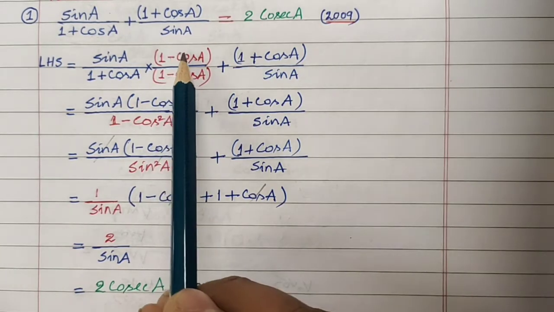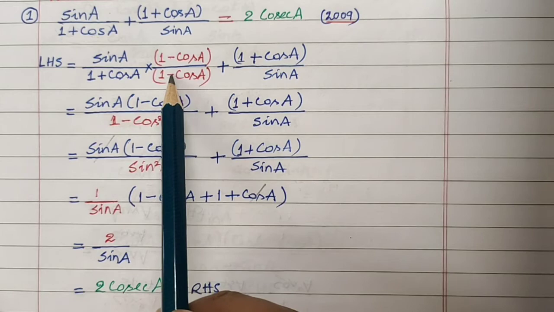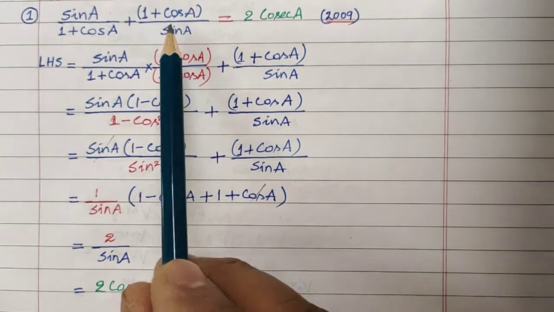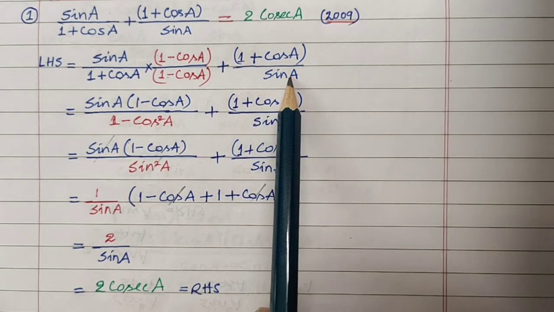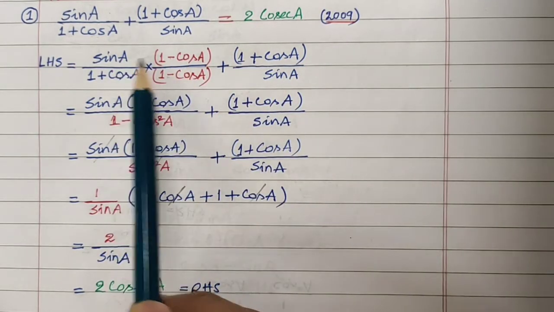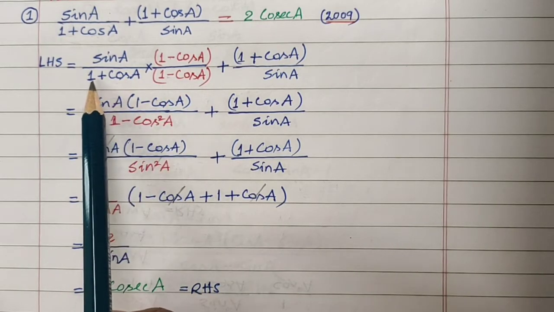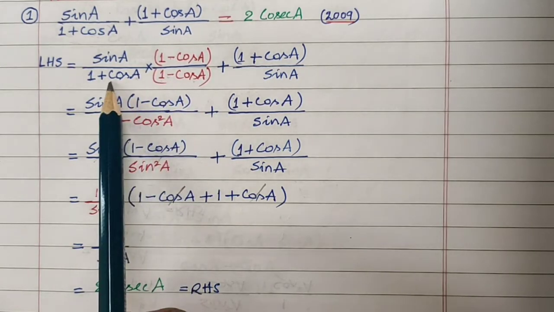So we are multiplying both numerator and denominator with 1 minus cos A, and we are keeping the second term as it is, plus 1 plus cos A divided by sin A. When you multiply the denominator, this is in the form of A plus B into A minus B, that is A square minus B square.